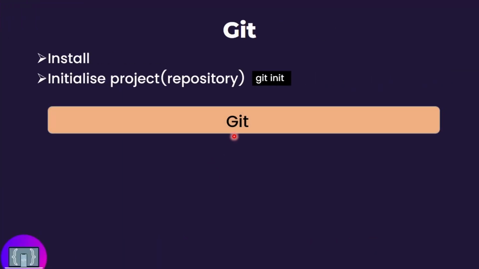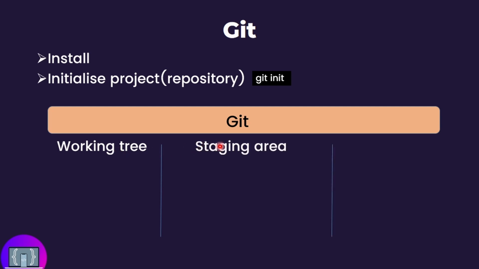The next thing is to understand how Git tracks changes in a project. And the way to understand that is to first of all know that Git stores your project in different states. The initial state is the working tree, and after that you have a staging area and a commit area.